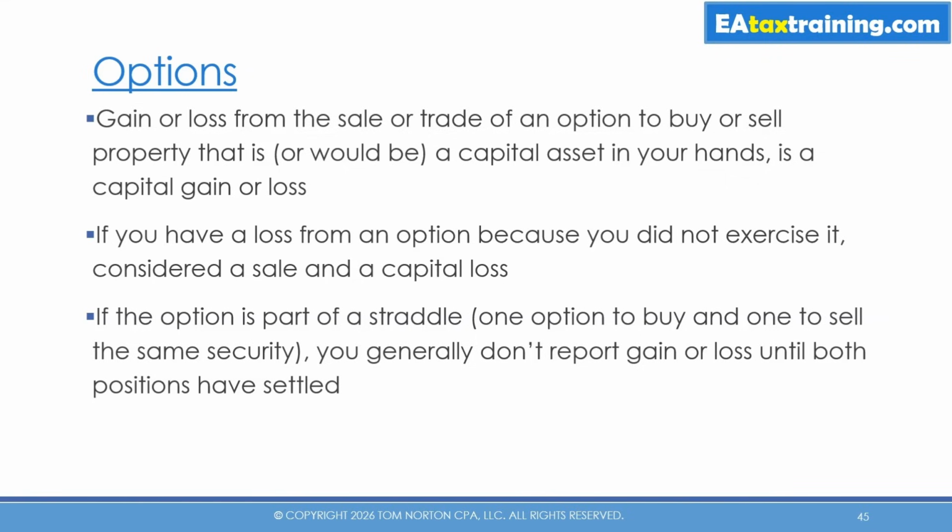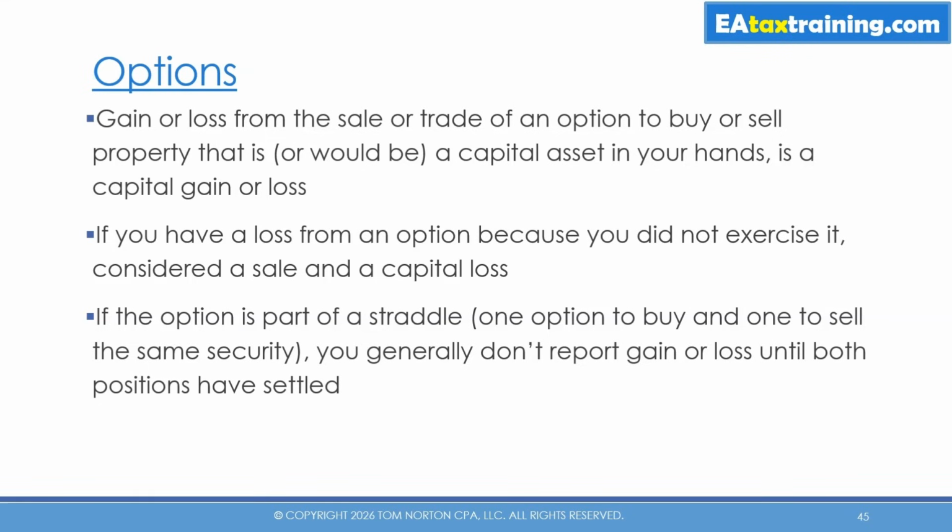Options. The gain or loss from the sale or trade of an option to buy or sell property that would be a capital asset in your hands is a capital gain or loss. So if you got an option on an asset, and that asset, if you were to buy it, would be a capital asset, then the option itself is also a capital asset. And so if you sell the option, the gain or loss is going to be a capital gain or loss. So for example, stock options. Stock options can be readily bought and sold on the stock market. So what this is saying is that those are capital assets, as long as that stock would be a capital asset if you purchased it.